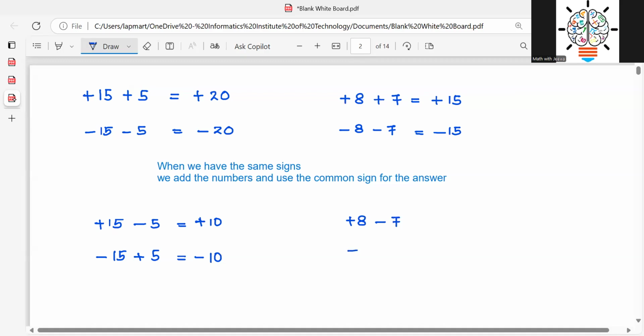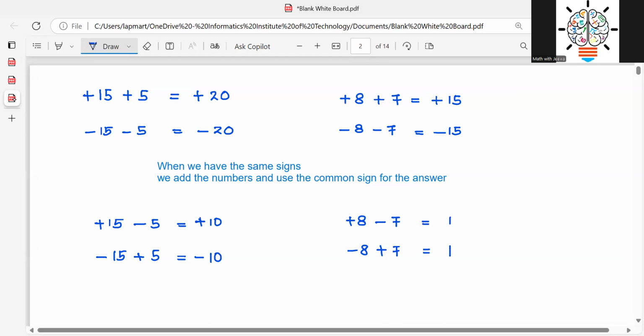Or you have negative 8 and positive 7. Here we do have different signs. When you have different signs, what do we do, children? We get the difference of the numbers. 8 and 7, the difference is what? The difference is 1. I write here 1.